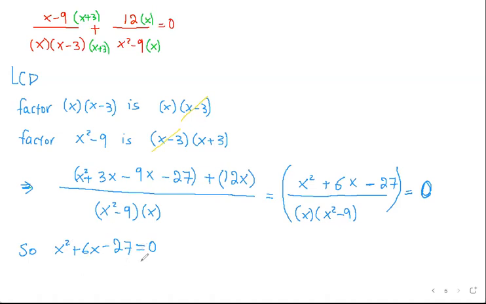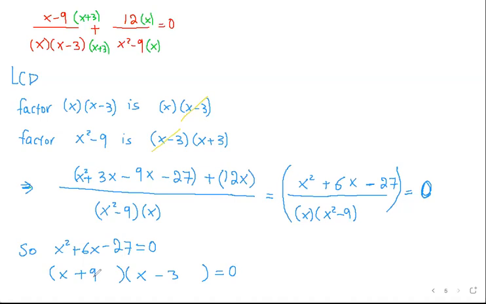Now we're solving a quadratic equation. So how can we solve a quadratic equation? From last time, by factoring or by using the formula. So I'm going to factor it. What is the factor for this one? x plus 9 times x minus 3. Why? Because 9 times minus 3 is minus 27, and 9 plus minus 3 is positive 6.